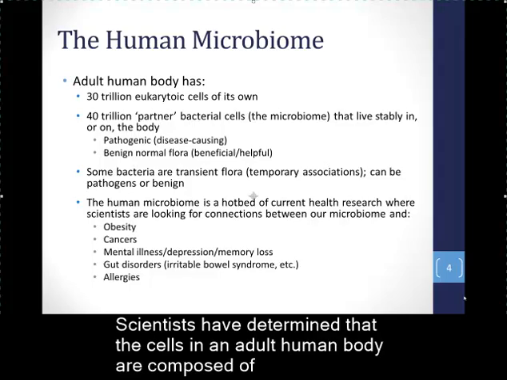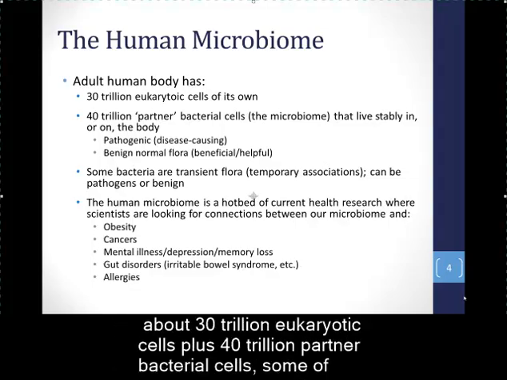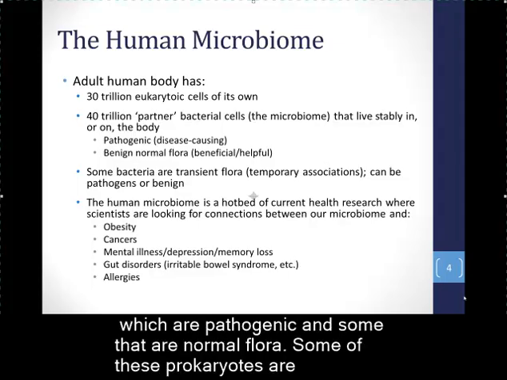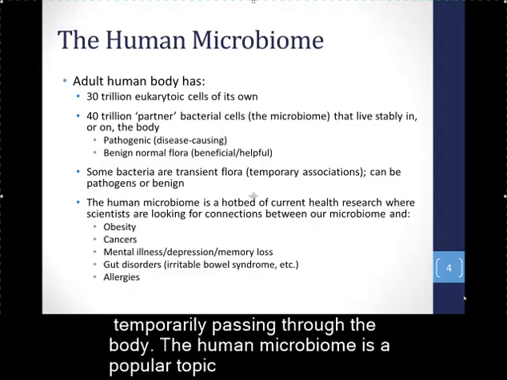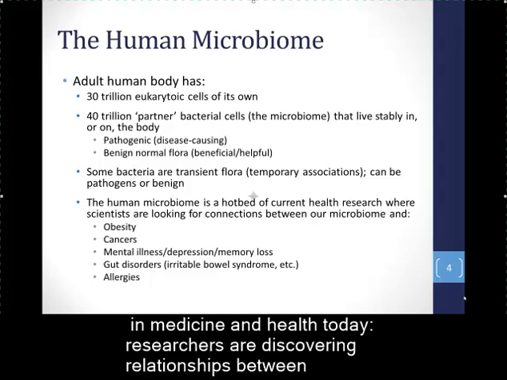Scientists have determined that the cells in an adult human body are composed of about 30 trillion eukaryotic cells, plus 40 trillion partner bacterial cells. And some of these are pathogens, and some of these are normal flora. Some of these prokaryotes, or mostly bacteria, are permanent members of the community, but some can also be transient. And that means that they are microbes that are just temporarily passing through the body.